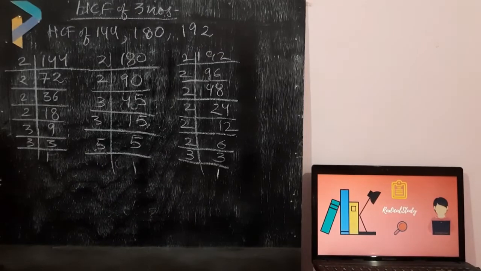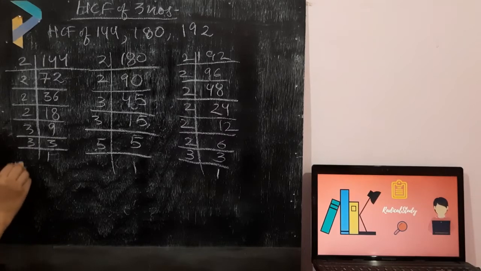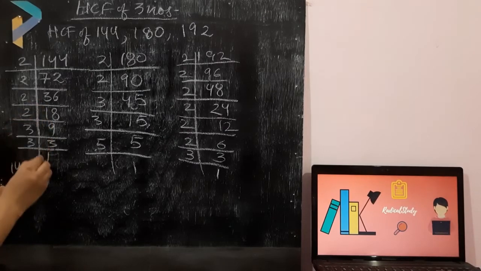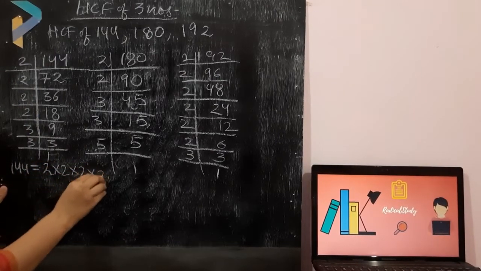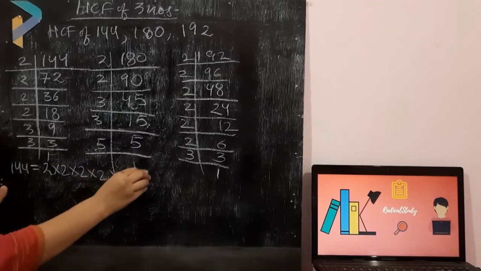So this was the prime factorization of all the three numbers. Now to find out the HCF, firstly we have to write the prime factorization of all the three numbers separately. So I am going to write for 144 first. So it is 1, 2, 3, 4: 4 times 2 multiplied by 2 times 3.